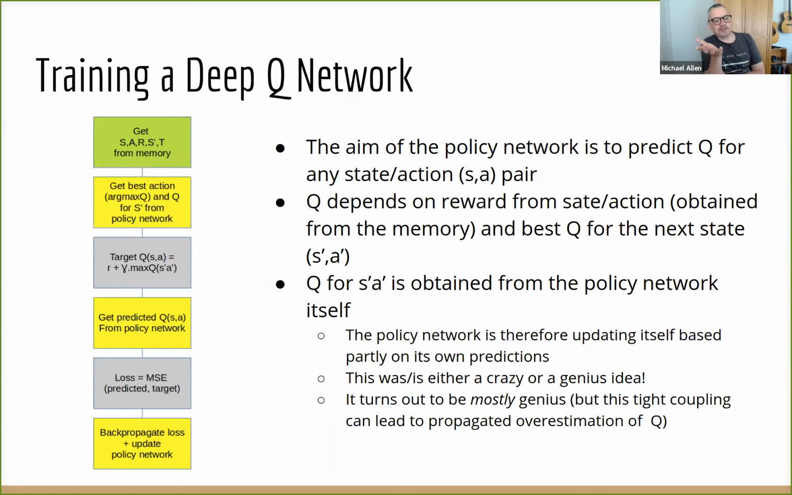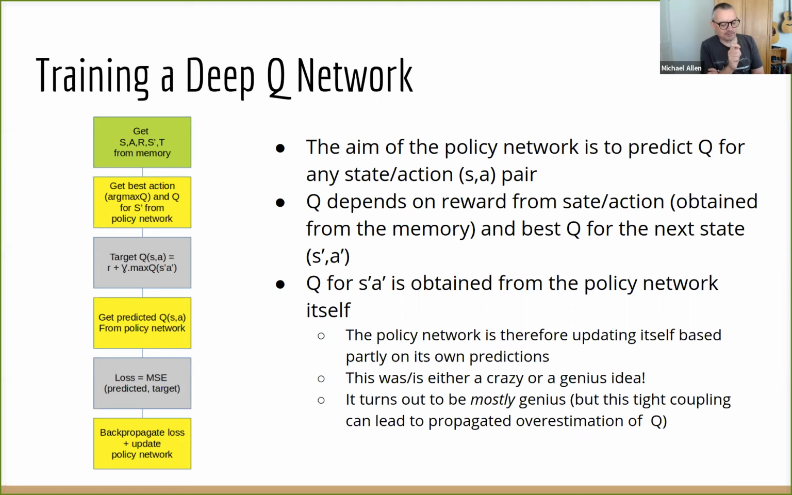So on the right, I've just written that in a different way. The aim of the policy network is to predict Q for any state action pair. Q depends on the reward from the state action, which we get from the memory, and the best Q for the next state, S prime and A prime. Q for S prime A prime, because we can't get that from the memory, is obtained from the policy network itself. So the policy network is actually updating itself partly based on its own predictions, which seems utterly crazy to me.